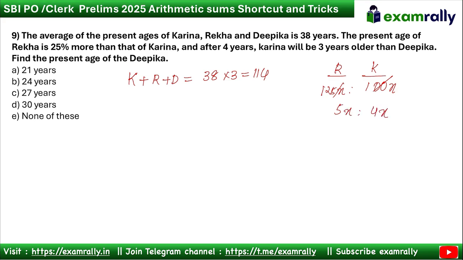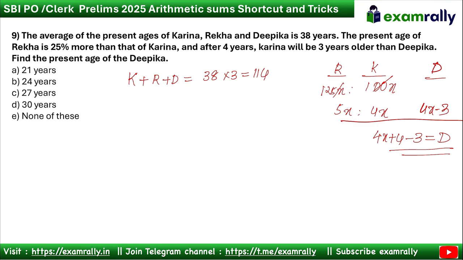Okay. Then they have given after 4 years. After 4 years means 4x plus 4. Karina's age will be 3 years older than that of Deepika. So Deepika will be 3 years less than Karina, means minus 3. This will be Deepika's age. So no need to find out the ages after 4 years, as we all know, how many years after or before, the age gap between the persons does not change. Okay, so the present age of Deepika will be 4x minus 3.